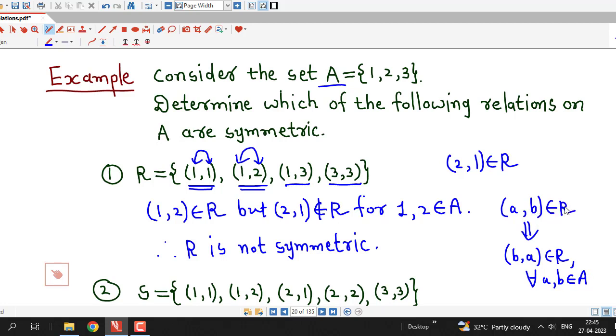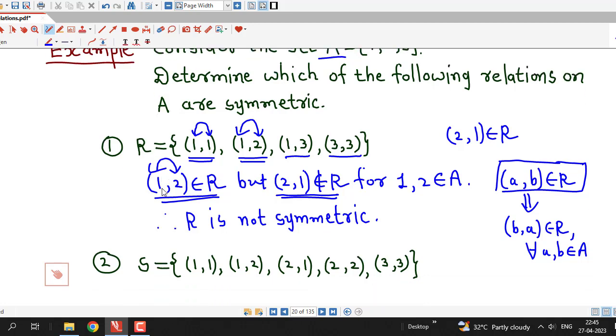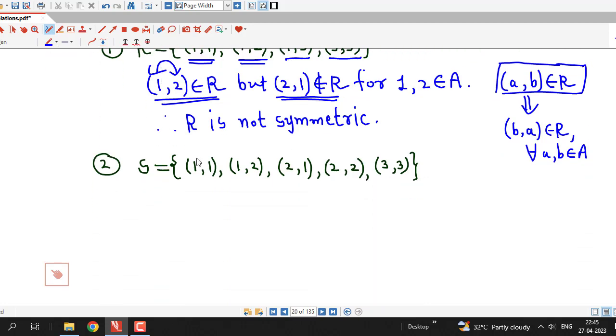So if we want to prove that R is not symmetric, we have to find at least one pair, and show that the pair is present in R, but if we change the order, the resulting pair is not present in R. Therefore, this relation R is not symmetric. Now we consider the next one.